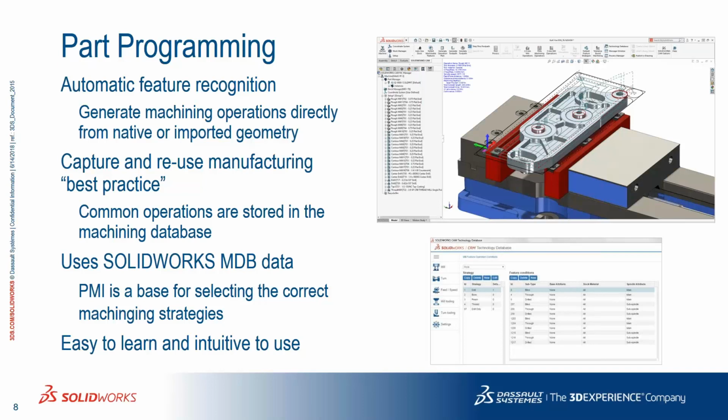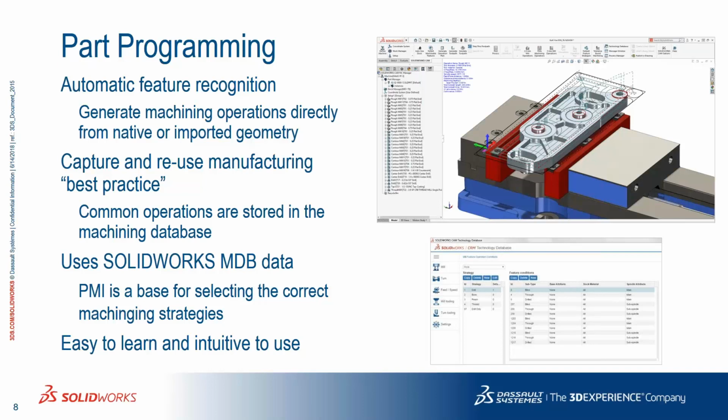This also means that it doesn't matter where the part comes from. It might be a SOLIDWORKS part, it might be an imported part from a different CAD system. We will still use the same feature recognition to be able to automatically put strategies on these parts as well. For those of you that use SOLIDWORKS MBD, that means that you put PMI, 3D dimensions and tolerances on the model itself. This can also be used as a base of selecting the applicable strategies.